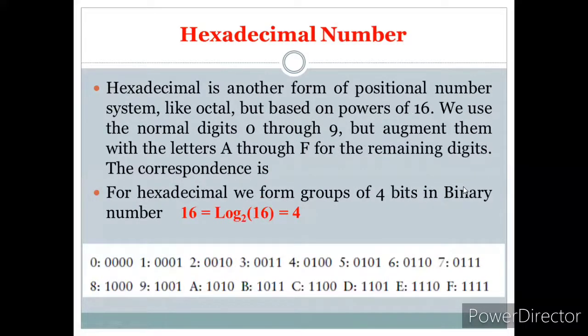Similarly, now let us concentrate on the hexadecimal number. Hexadecimal, the word itself says 16 digits, because hexa is 6, decimal is 10. So 10 plus 6 is a 16-digit number.